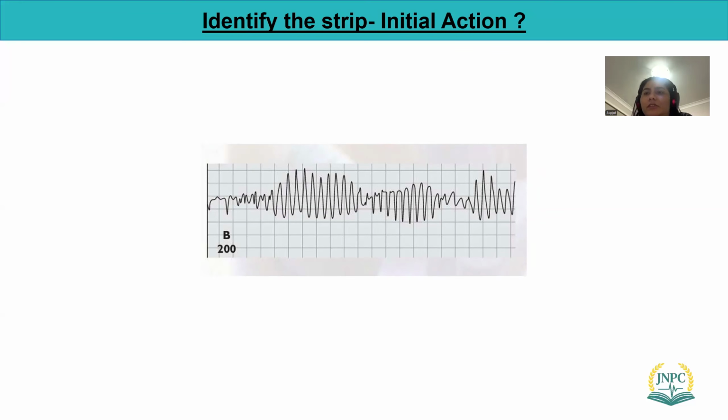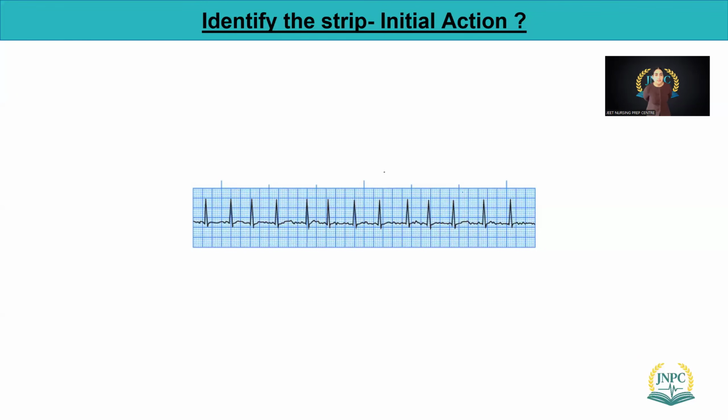Okay, how about this? Torsades de pointes. Perfect. We see those torsades, lots of M's, lots of W's. So that's torsades.